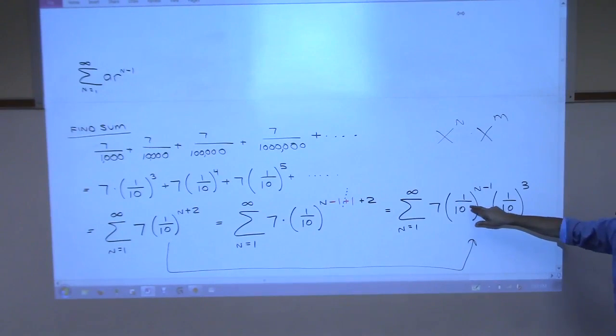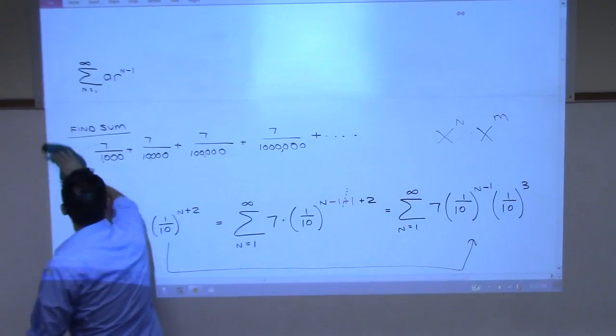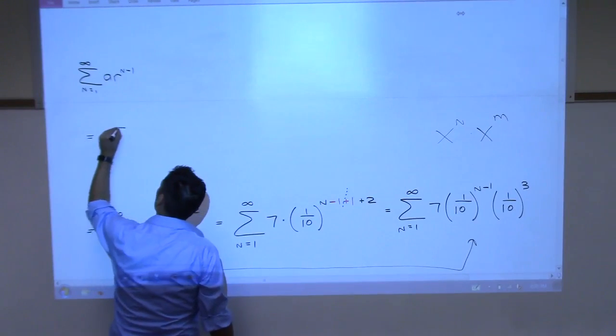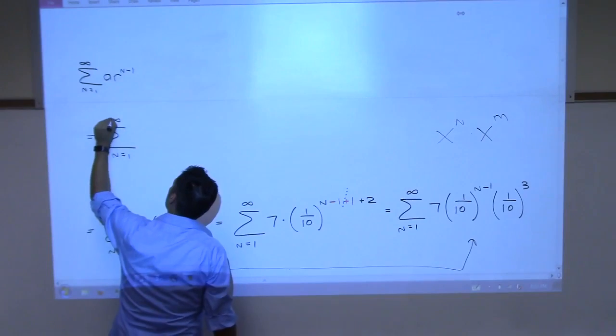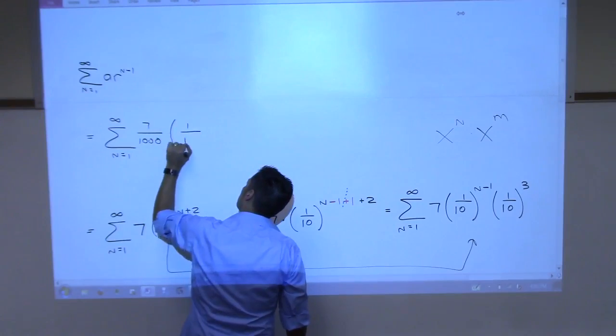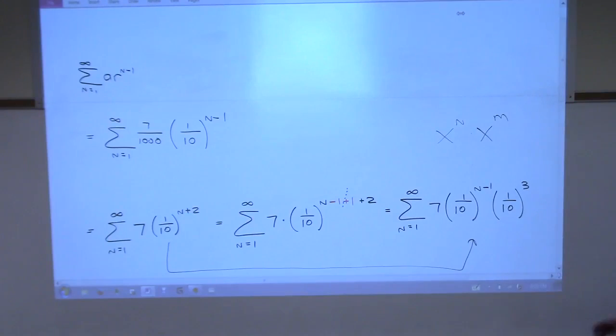Because now I have something to the n minus 1, and this piece is really just a number, isn't it? This is 1 over 1,000. And I can just paste that onto the 7 in front. And so I have sum n equals 1 to infinity, 7 over 1,000 times 1/10 to the n minus 1. See how I did that little clever algebra here? 1 over 1,000 is this. Bring it out front with the 7.